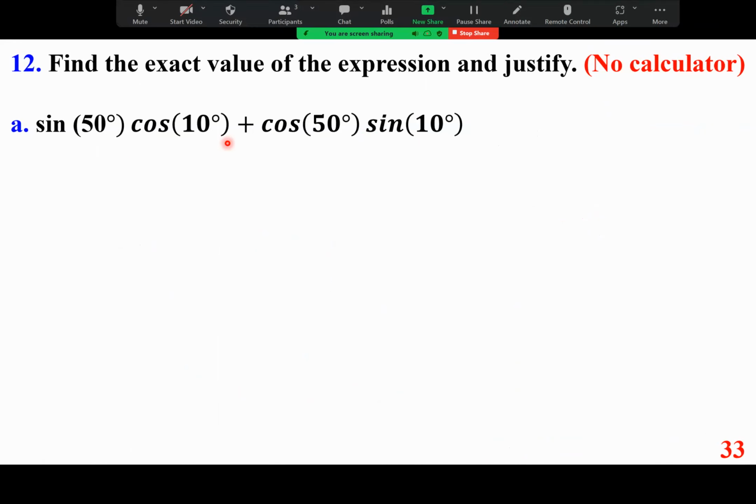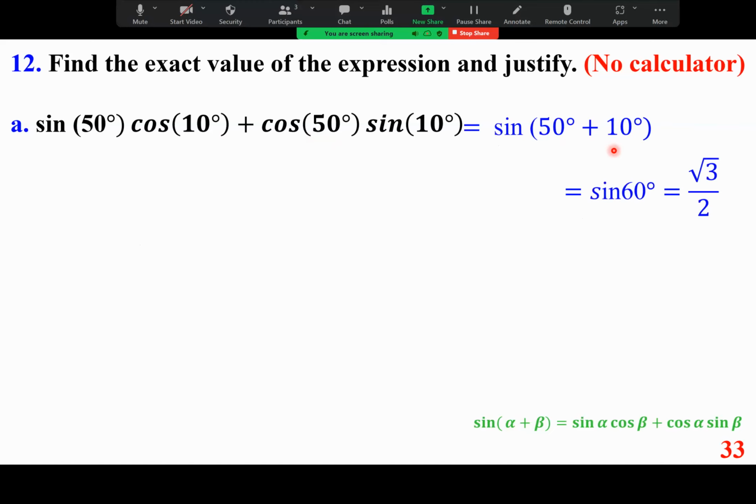Sine 50 cosine 10 plus cosine 50 sine 10. We notice it follows sine of alpha plus beta, which is sine alpha cosine beta plus cosine alpha sine beta. So this is sine of 50 plus 10, which makes it sine of 60 or square root of 3 over 2. I hope you recognize the importance of knowing the formulas.